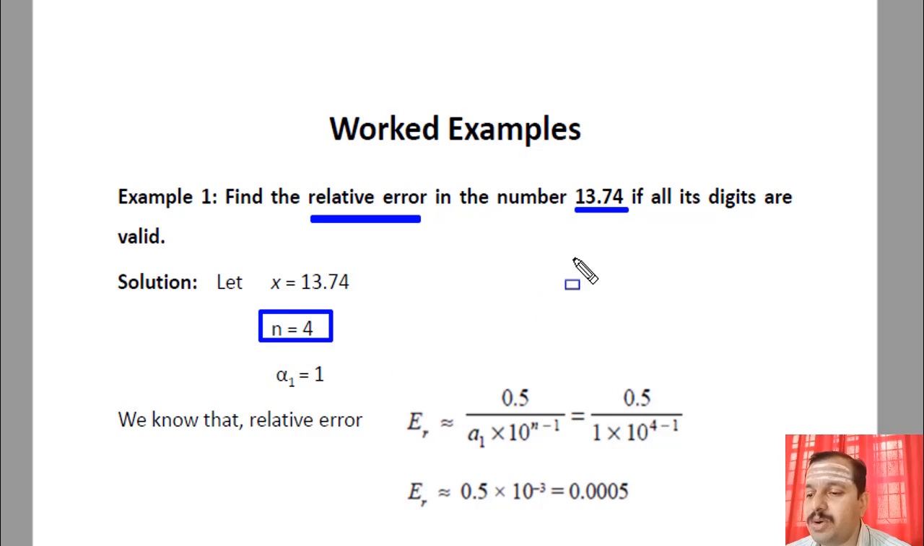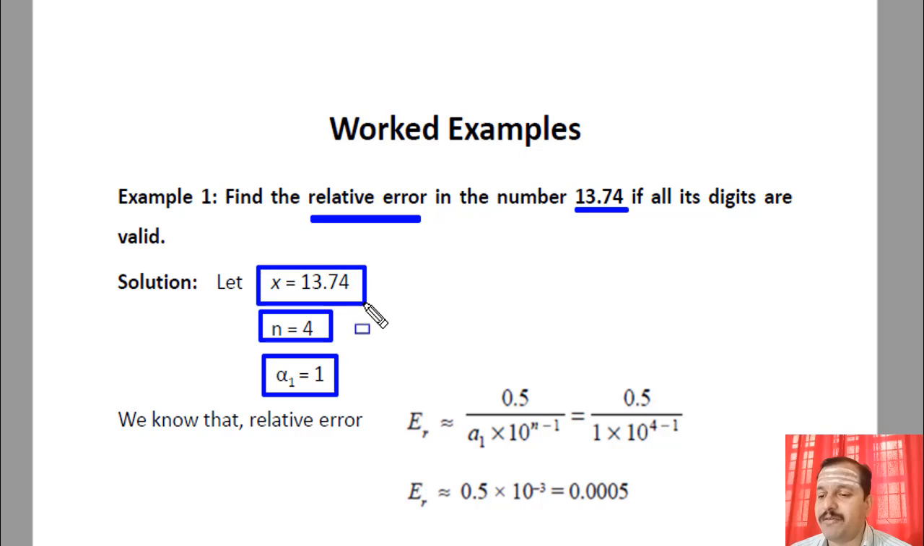The n value is 4. x is the given number, and the first digit is 1. Alpha 1 stands for the first digit, and in the given number the first digit is 1. All the digits are significant, meaning n is equal to 4, and x is the given number, that is 13.74. So this is the data we have, and we have to find out the relative error. We know that the relative error is given by this expression.